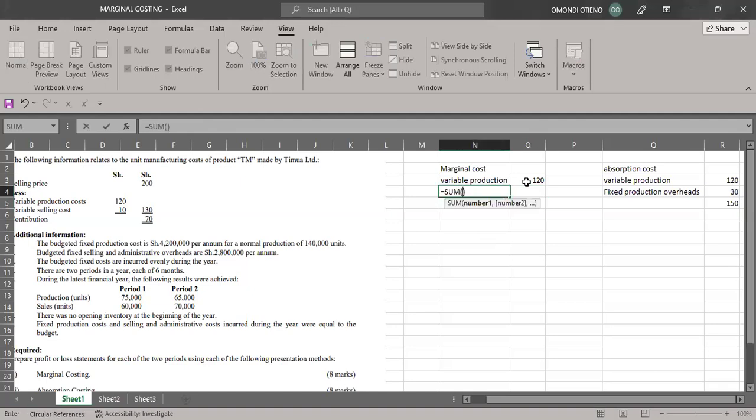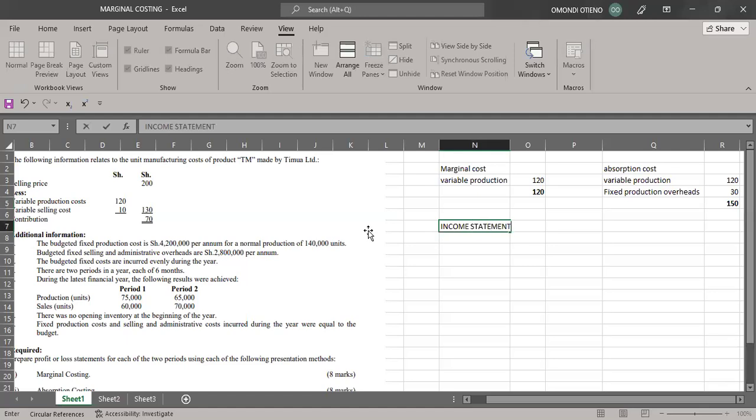Then, of course, for this one here, we have 120. So once you have the marginal cost and full cost, then automatically you can come up with the income statement. So number one, we'll start with the income statement.